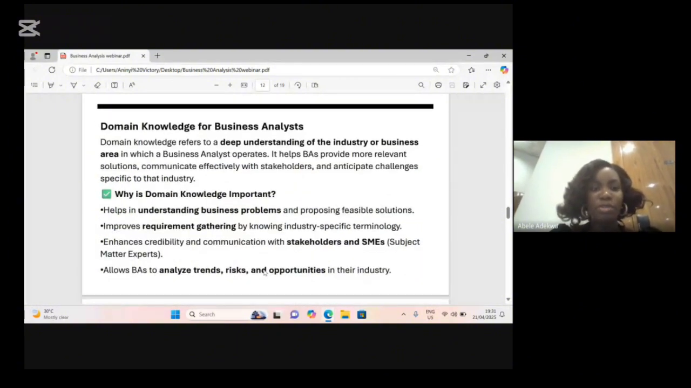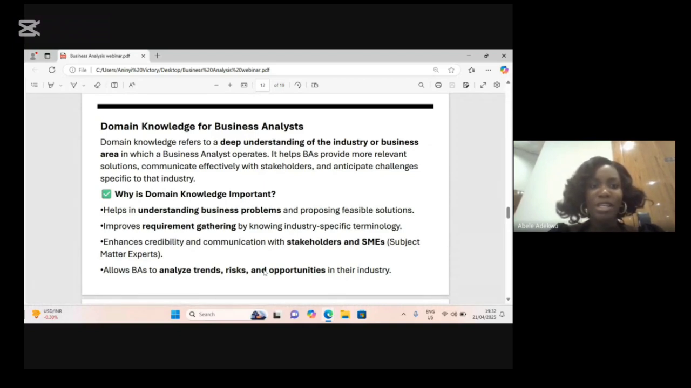And also domain knowledge. Domain knowledge refers to a deep understanding of the industry. Like, what do they do? There are many domains in business analysis. There are system business analysts, there are healthcare business analysts. There are different ones. It's broad. There's fintech business analysts. It depends on the domain you find yourself. You have to understand, what domain do I belong? What do I need to know in this field, right?